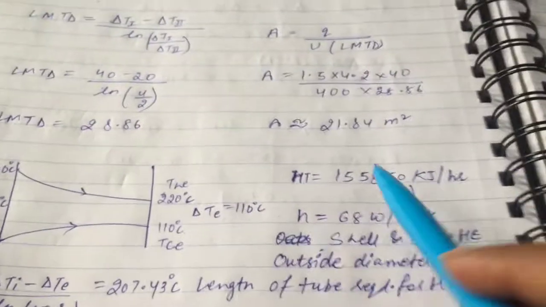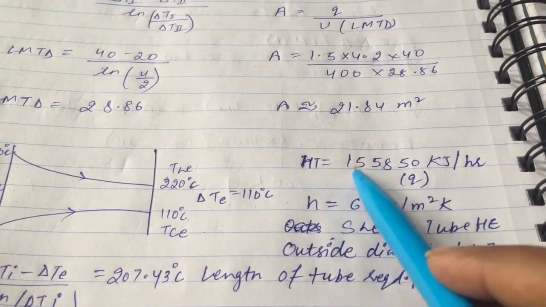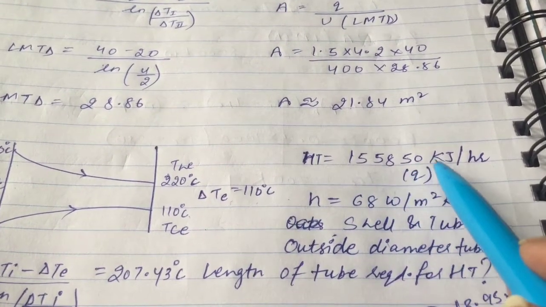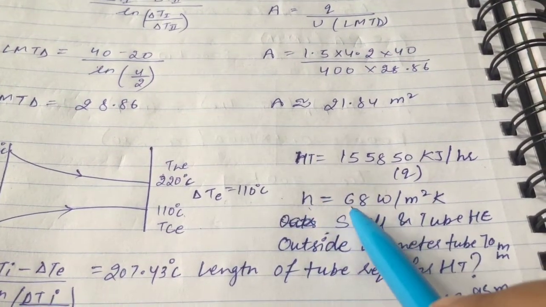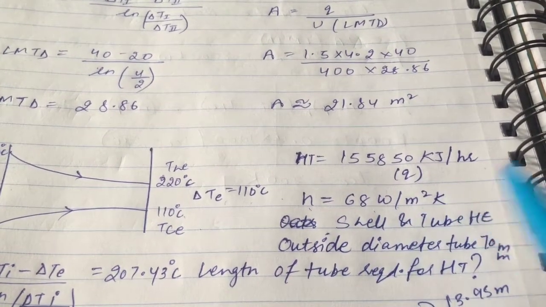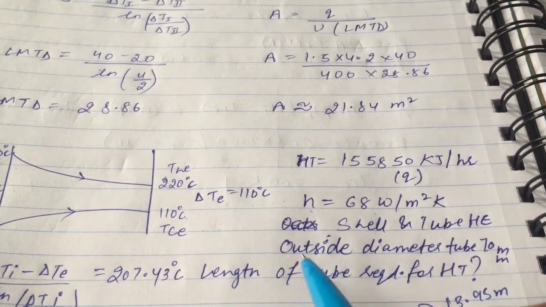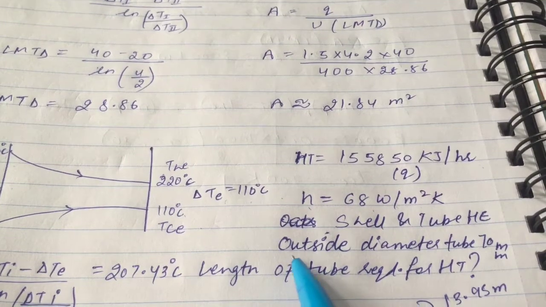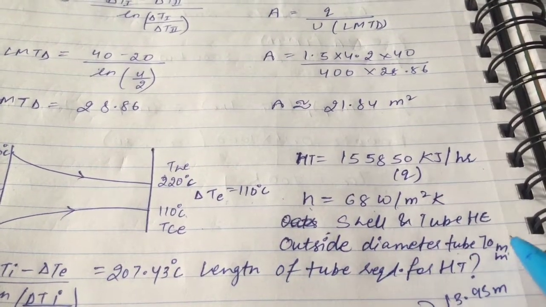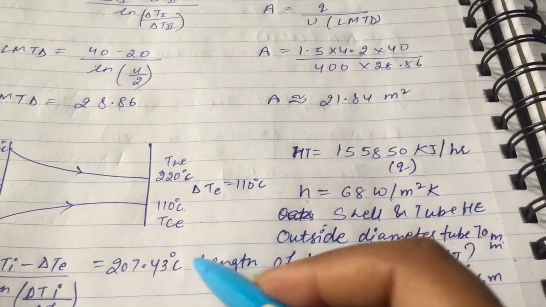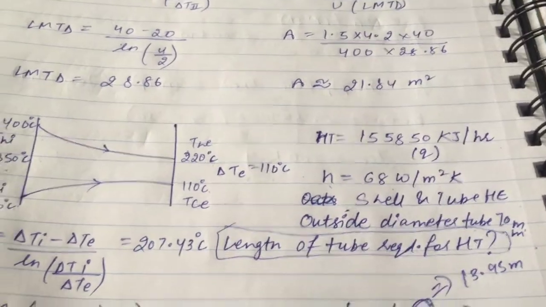Okay, then the heat transfer is given to us, which is Q, 155,850 kilojoule per hour, and the heat transfer coefficient is 68 watt per meter square Kelvin, and this is a shell and tube heat exchanger. The outside diameter of the tube is given to us as 70 meter. We have to find the length of tube required for heat transfer.